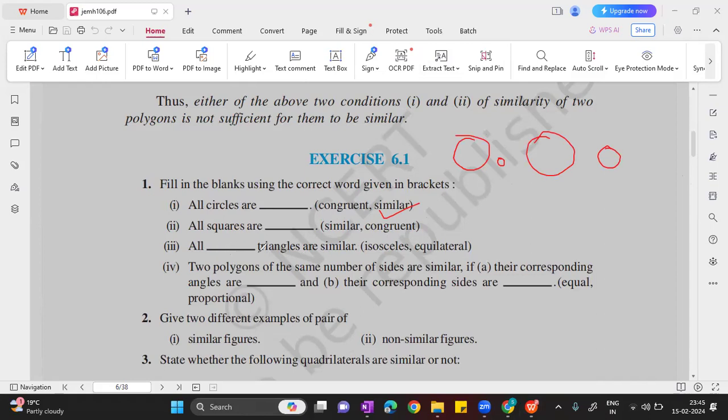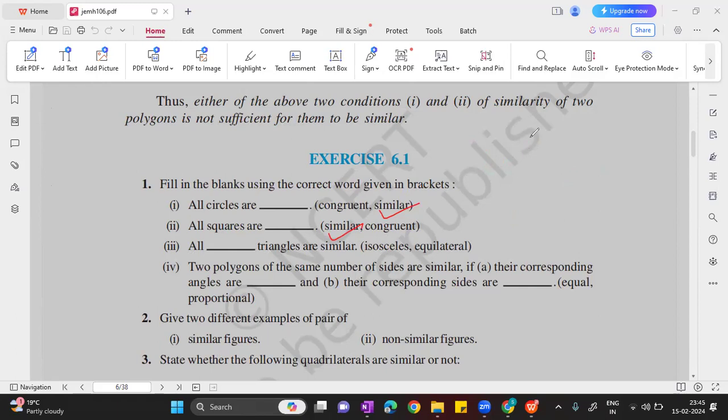Okay, next, all squares are dash. All squares are congruent? Tell me, this square and this square, are they congruent? No. Are they similar? Yes, so the answer is similar. Clear? Yes. Next, all dash triangles are similar: isosceles or equilateral. Here you have to think about it. Manya, think about it and then answer. What do you think? Equilateral, right? Of course, it will be equilateral.